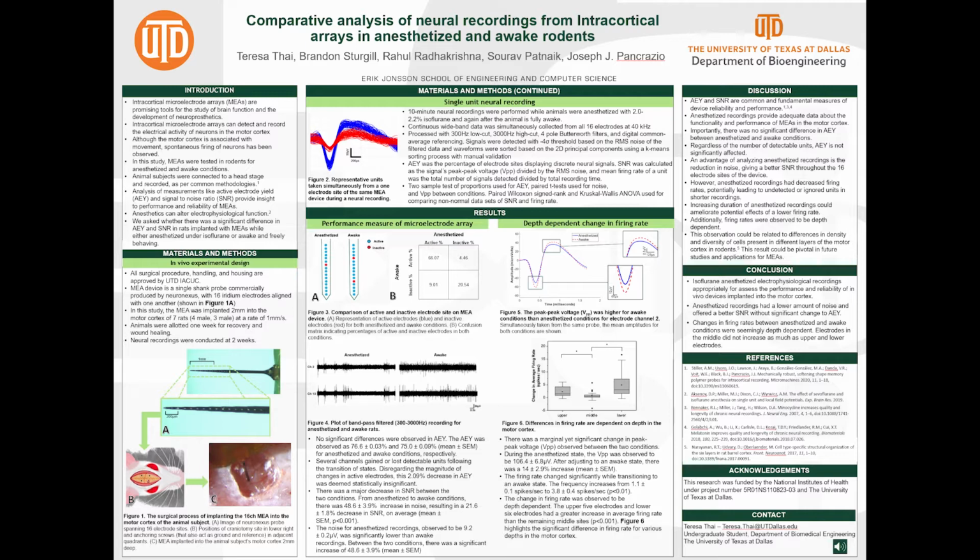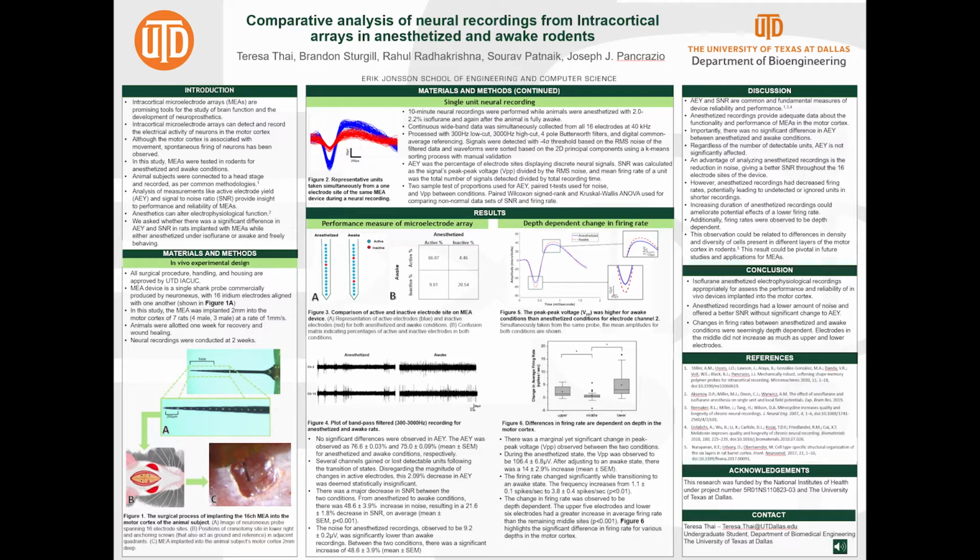Here, the MEA device being used is a single shank probe aligned with 16 iridium electrodes as depicted in Figure 1A. The MEA was implanted 2 millimeters into the motor cortex for a total of 7 rats. After the surgeries, the animals were given 1 week to recover, and at the 2-week mark, neural recordings were conducted. For each animal, 10-minute recordings were performed for both anesthetized and awake states.